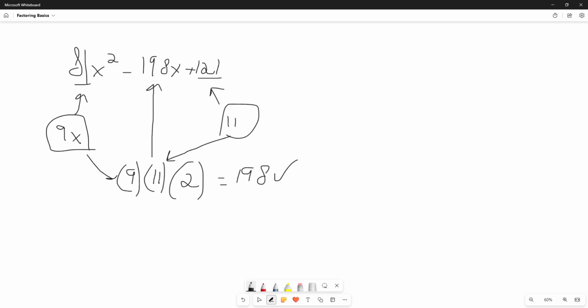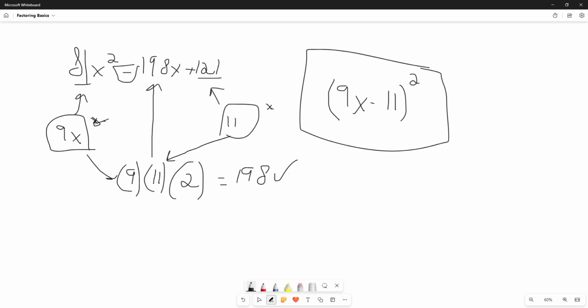So now all you need to do is take this term and this term and put them in a squared bracket. We can go 9x, and because we have a minus here, we'll bring it to here, minus 11, and then just make it squared. And this is your final factor.